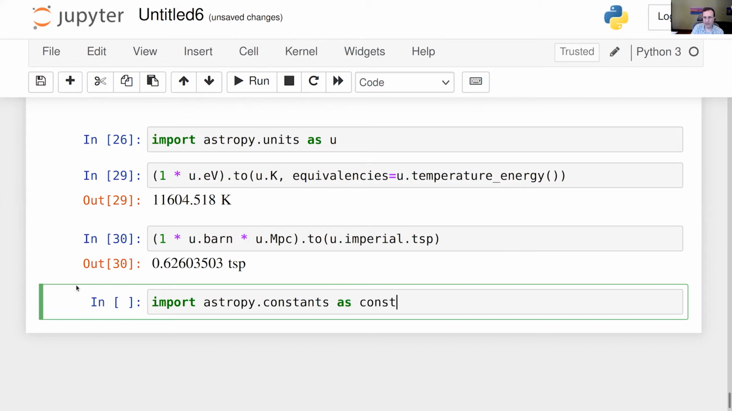Oh, and the question in the chat, can we define custom equivalencies? Yes, there's documentation in Astropy that will cover that. I can't remember how to do that offhand.